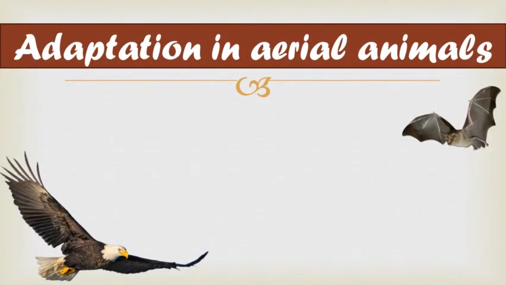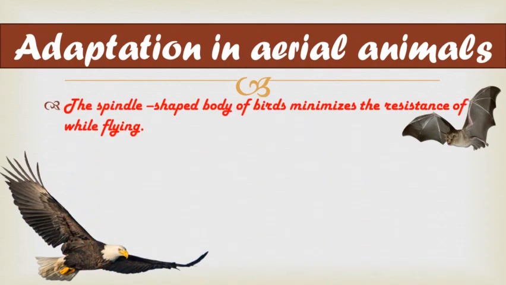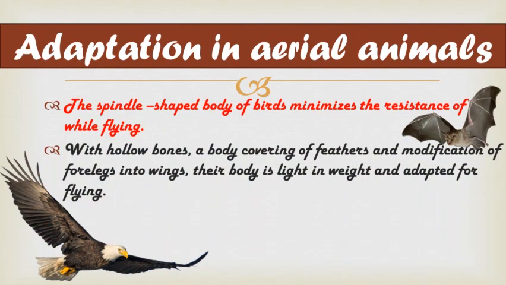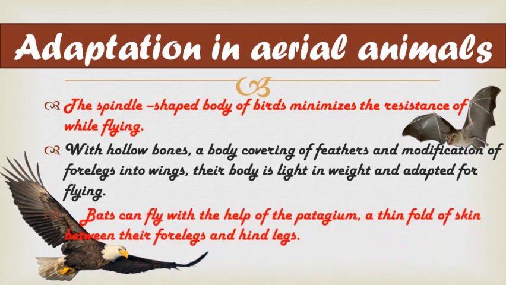We have the adaptation in aerial animals. Now the spindle-shaped body of birds minimizes the resistance of air while flying, and they have hollow bones, a body covering of feathers, and modification of forelegs into wings. Now forelegs are modified into wings or feathers, and their body is light in weight and adapted for flying.